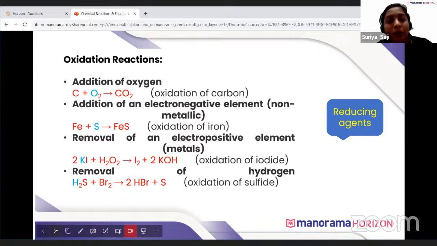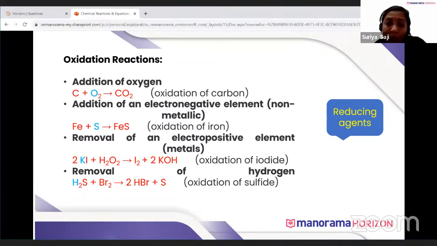So these are some examples of oxidation reactions. If we are adding oxygen, it is an oxidation reaction. Here, carbon plus oxygen gives carbon dioxide. That is oxidation of carbon. Similarly, Fe plus sulfur, sulfur is a non-metallic, electronegative element, then we get FeS. That is oxidation of iron. If you are removing an electropositive element, electropositive means metals, for example removing potassium from potassium iodide KI, we get I2. That is also oxidation.